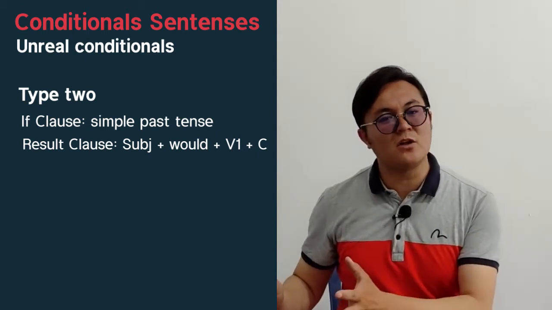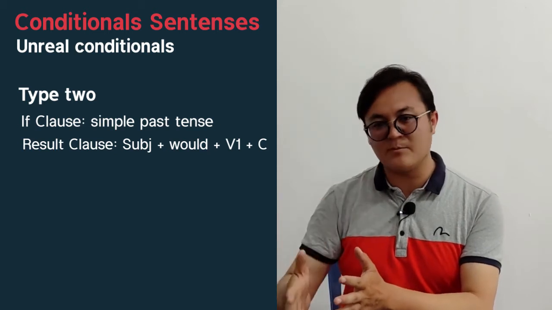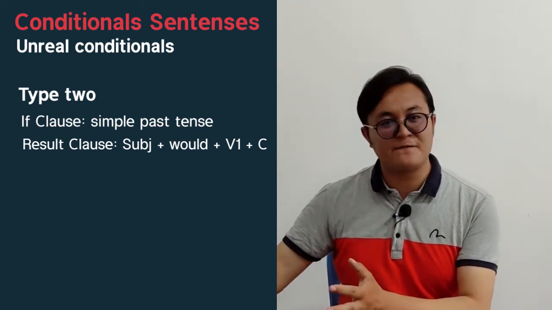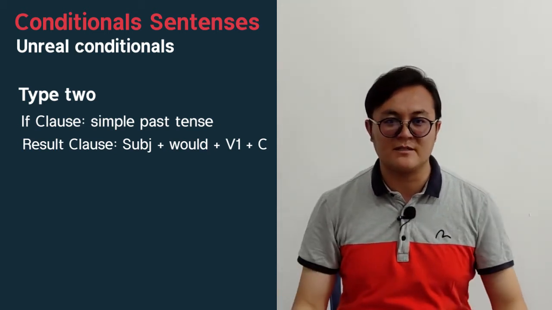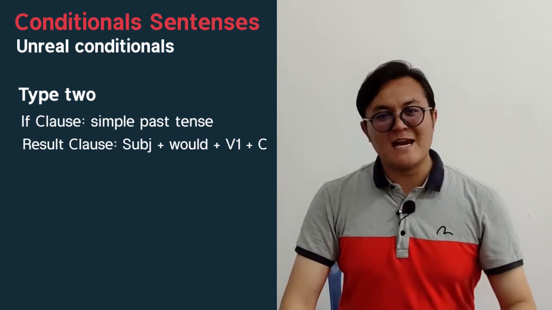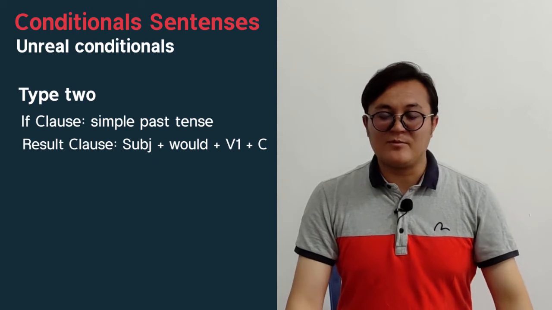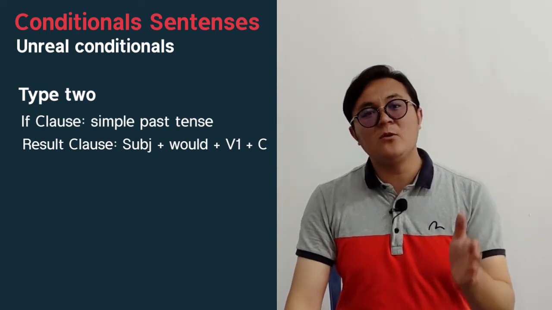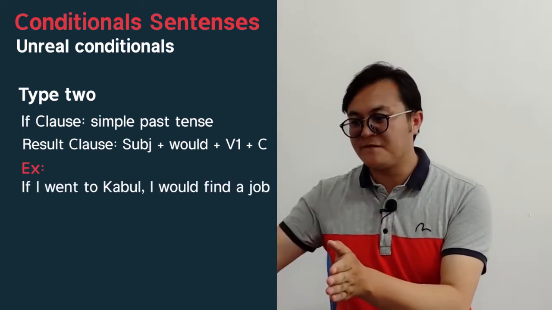So the result clause is going to be written according to the subject, plus would, plus first form of the verb, and a complement of the sentence. To embody some clear examples, let me provide you such examples. If I went to Kabul, I would find a job.